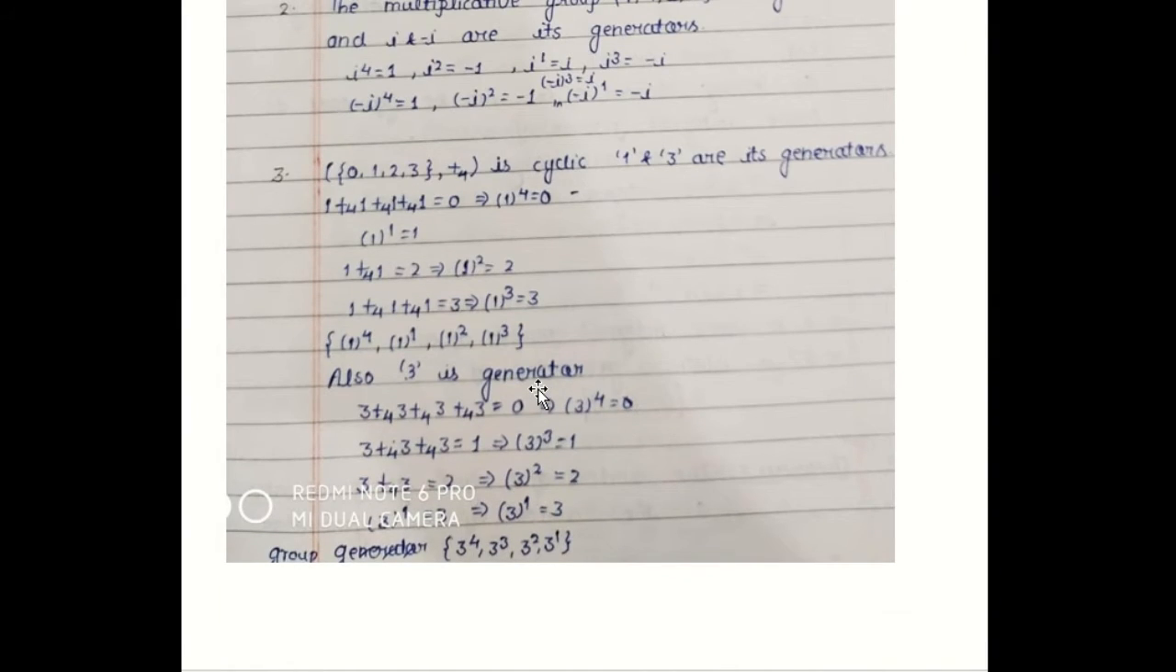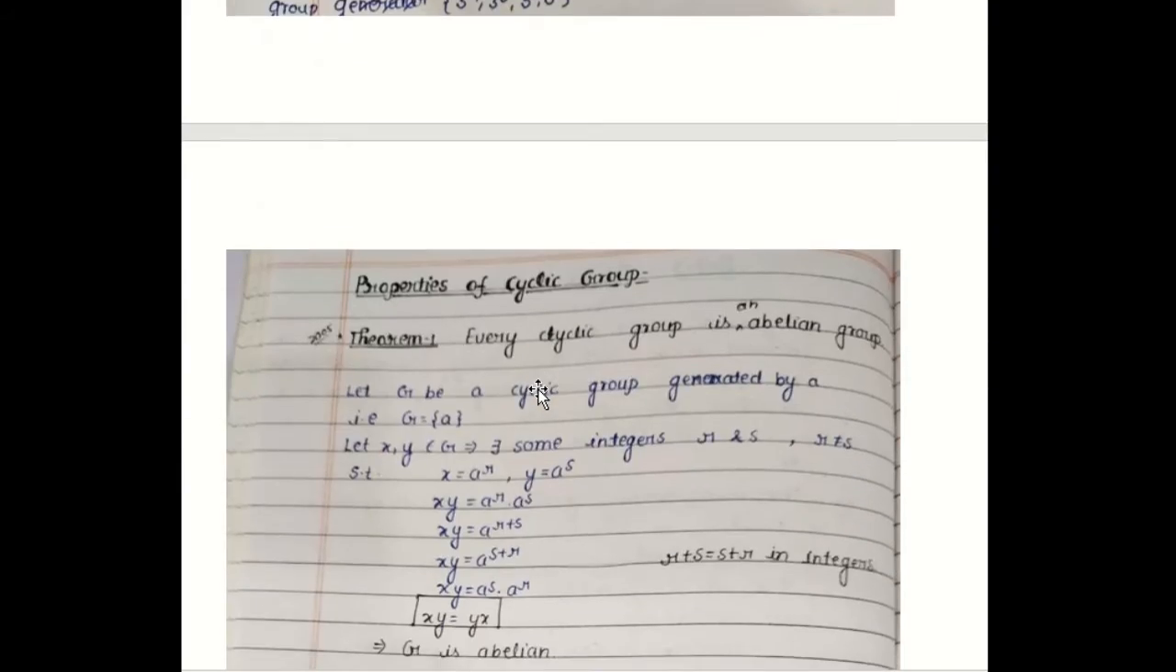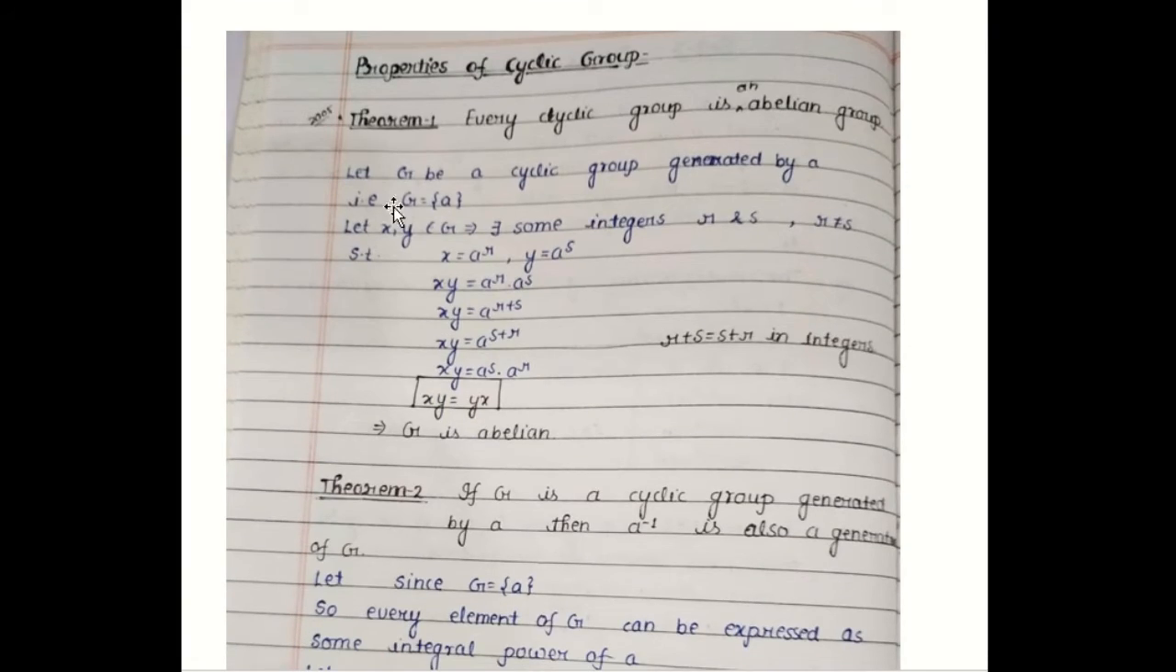So I have just explained some of the examples. Now some important properties of cyclic groups. First of all, the first theorem, a very important theorem: every cyclic group is an abelian group. We can easily see that each cyclic group is an abelian group.